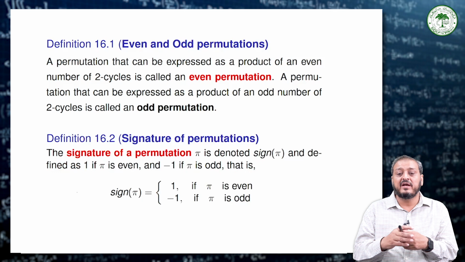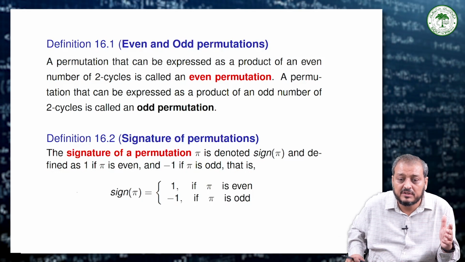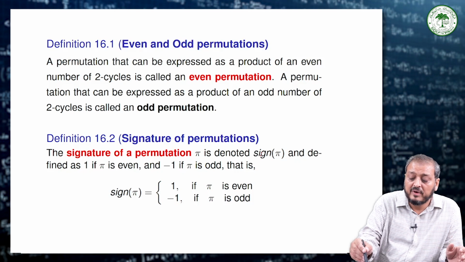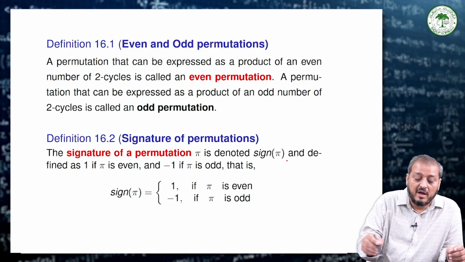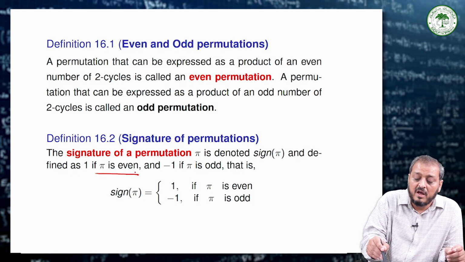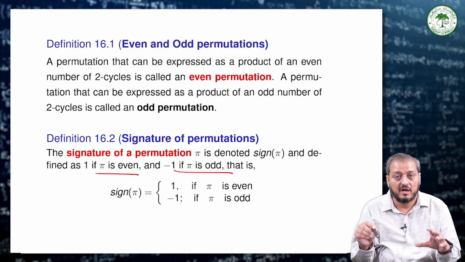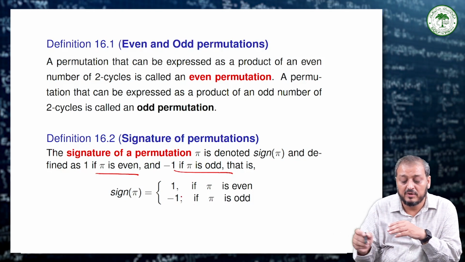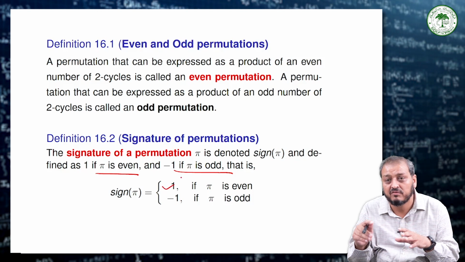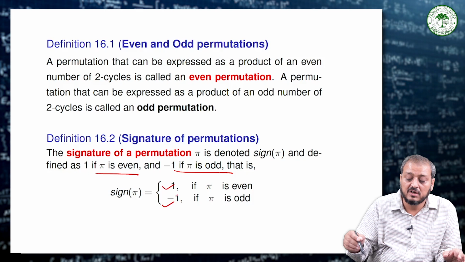Now we define the signature of a permutation. The signature of a permutation pi is denoted by sgn(pi) and is defined as 1 if pi is even and -1 if pi is odd. That means if the permutation is even, the signature is equal to 1. If the permutation is odd, then the signature is equal to -1.